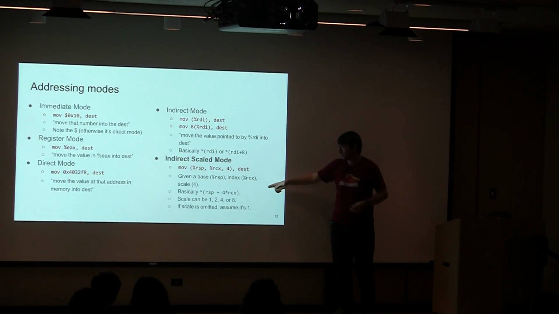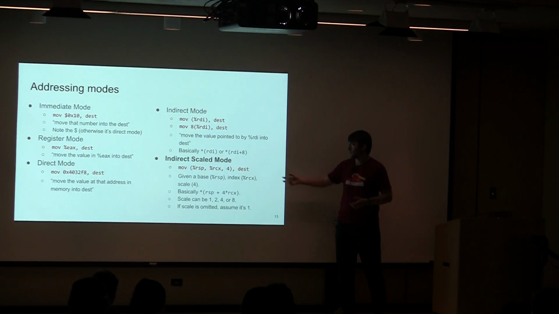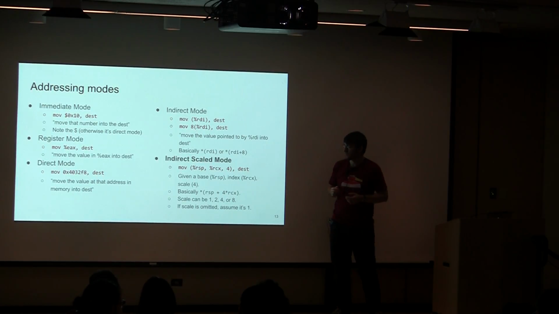And the scale can only be a few things. So this is basically how array indexing in C gets converted to assembly. You can think of RSP in this example as being the base of the array, and RCX as being the index, and maybe that 4 is the size of each element. So then RSP plus 4 times RCX would be the address of the RCX element in the array, right? And just like with the other parentheses, we're dereferencing the result.